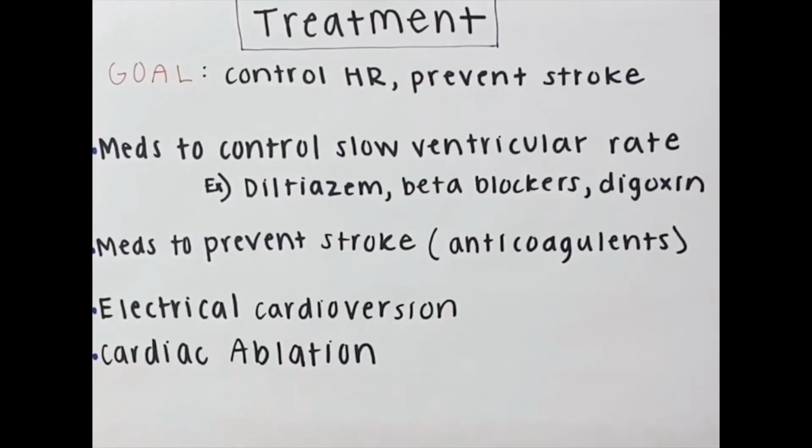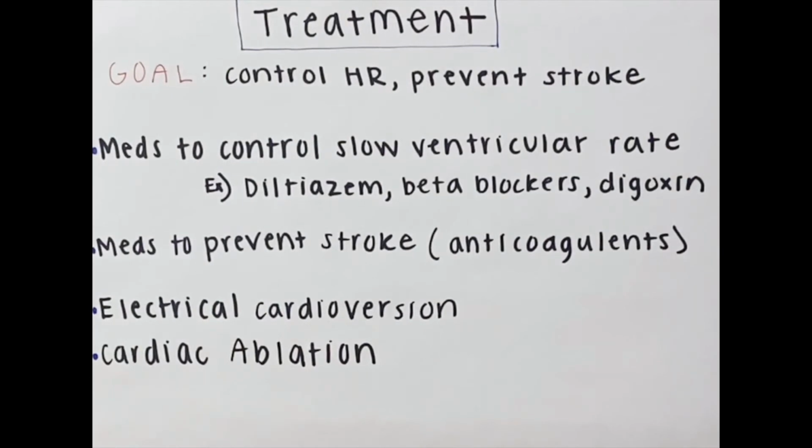The goal in treatment of A flutter is to control the heart rate and to prevent strokes. To control the heart rate, patients may be given a prescription medication like diltiazem, beta blockers, or digoxin. To prevent stroke, the doctor may prescribe a blood thinner or an anticoagulant to prevent a blood clot in the heart. A blood clot in the heart could break free and travel to the brain, leading to a stroke.